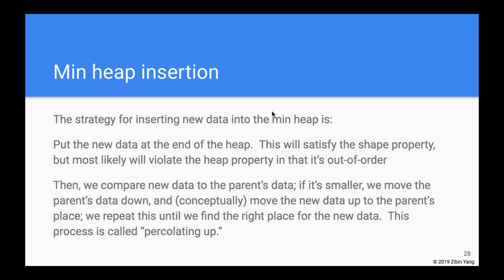We compare the new data to the parent's data. If it's smaller than the parent's data or key, we move the parent's data down and conceptually move the new data up to the parent's place. So we're doing a swap here. We keep repeating this until we find the place where the new data is bigger than its parent's data. This process is called percolating up.